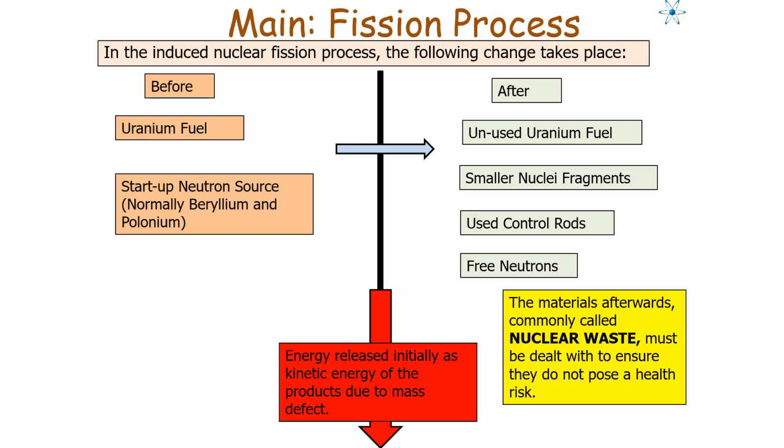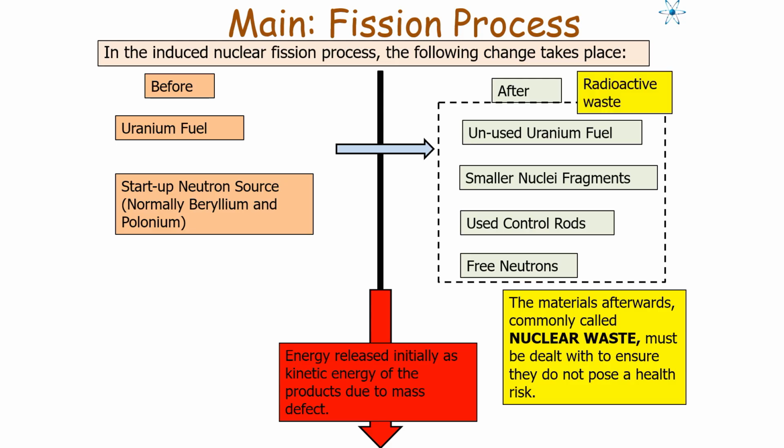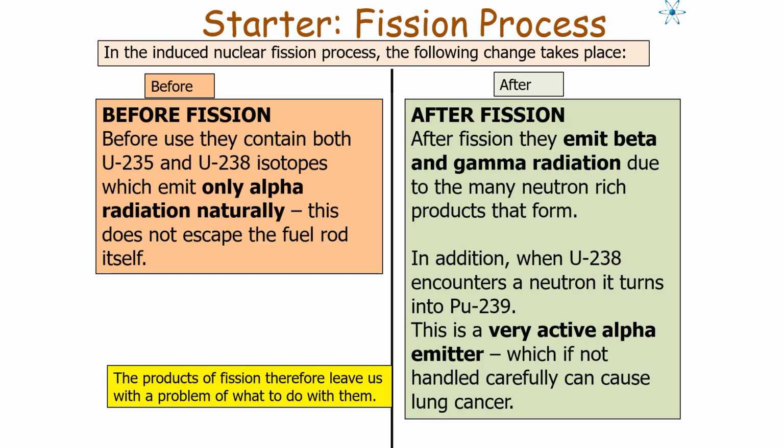Now, the material afterwards is commonly called nuclear or radioactive waste, and it must be dealt with to ensure that it doesn't pose a health risk to the humans or the environment around it. So if we think of the following, before the fission process, you've got uranium-235 and uranium-238 isotopes. Both these isotopes only emit alpha radiation naturally. Now this won't actually escape the fuel rod casing.